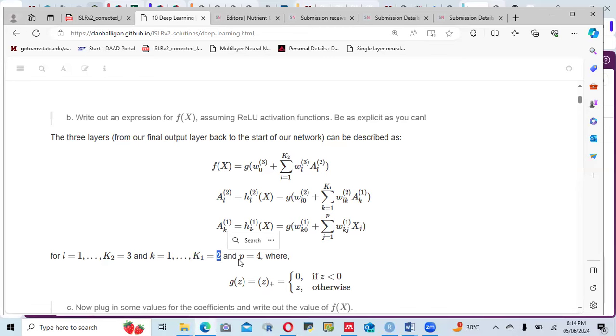And p stands for our number of predictors. Here in this case, we have four predictors in this model. Our final ReLU model is given as this, just as I explained, where if z is less than zero, our value is going to be zero. Otherwise, if z is greater than zero, which is positive, it stays.